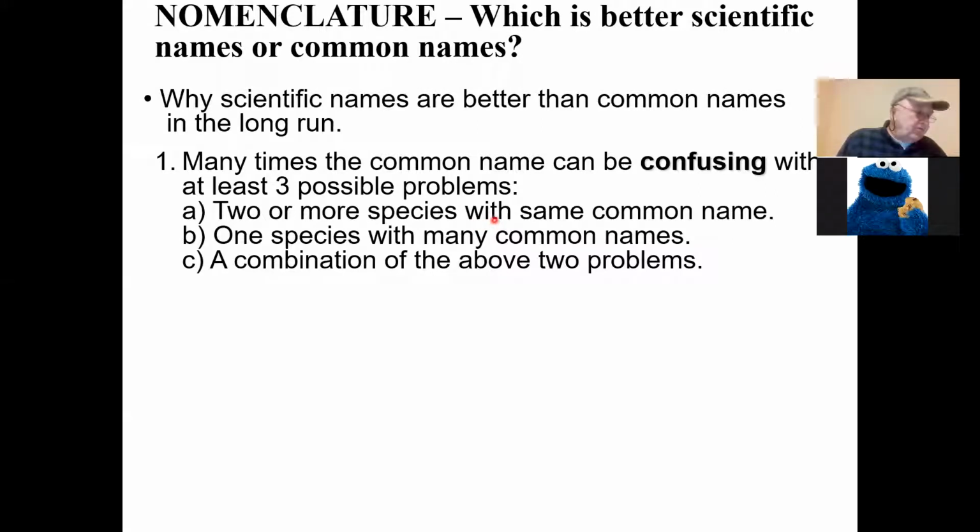I know there are 7 species of willow in the genus Salix with the common name black willow. But there is only one Salix nigra.